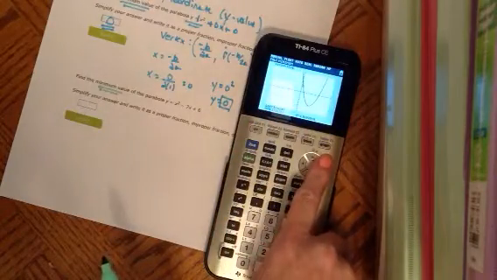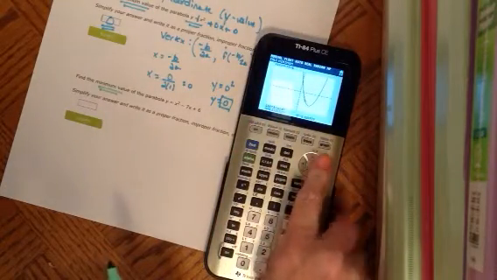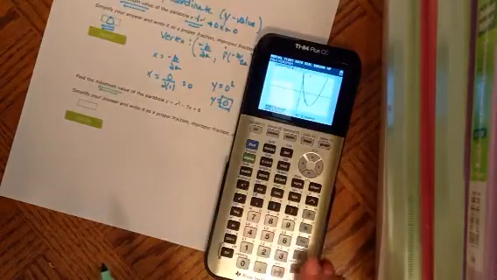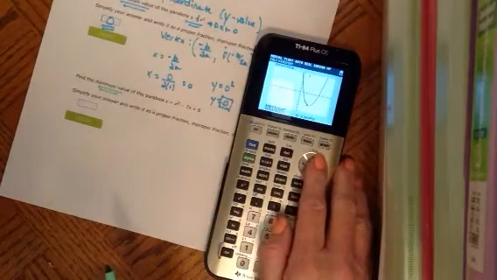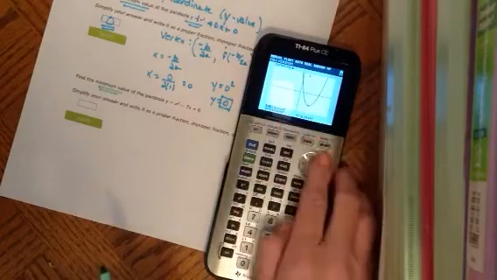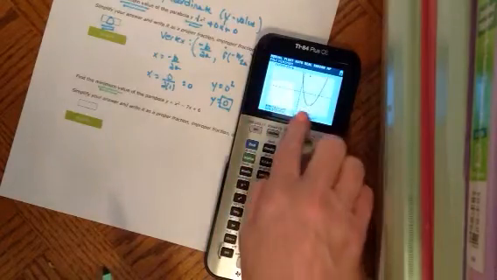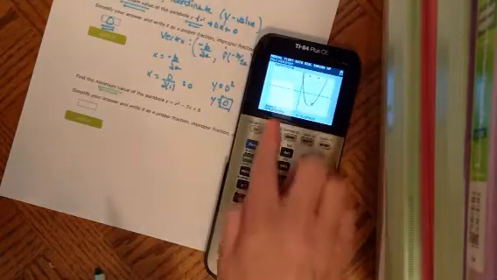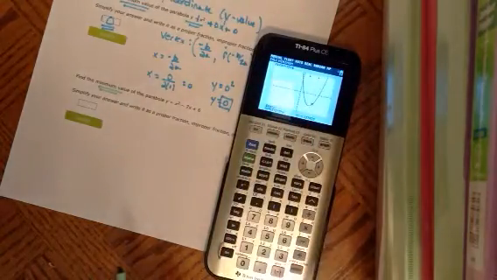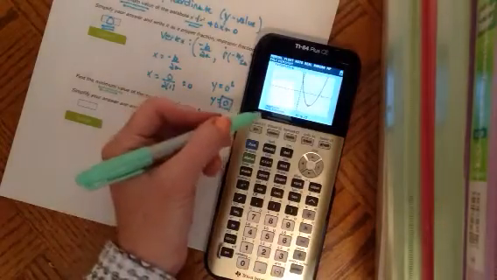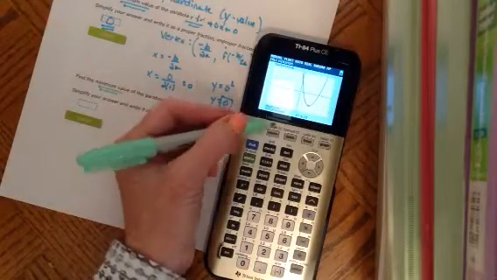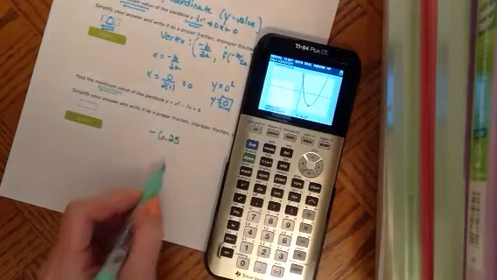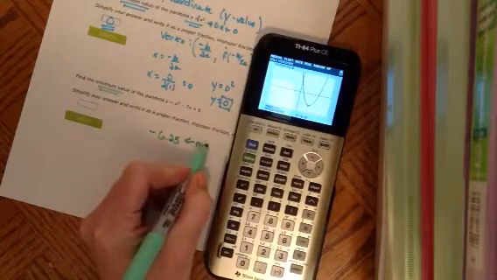Your cursor's flashing over here. You can arrow closer to that vertex, but stay on the left side of it. So anywhere on the left side here, doesn't matter, I can stop there. And then we're going to move this. It's asking for the right bound, so push it to the right side of that low point. Anywhere on this branch is fine. Hit enter. It asks, do you want to guess? We don't want to guess. That's why you bought the calculator. All right, so it says the x coordinate's 3.5 and the y coordinate is -6.25. So this is our minimum value.